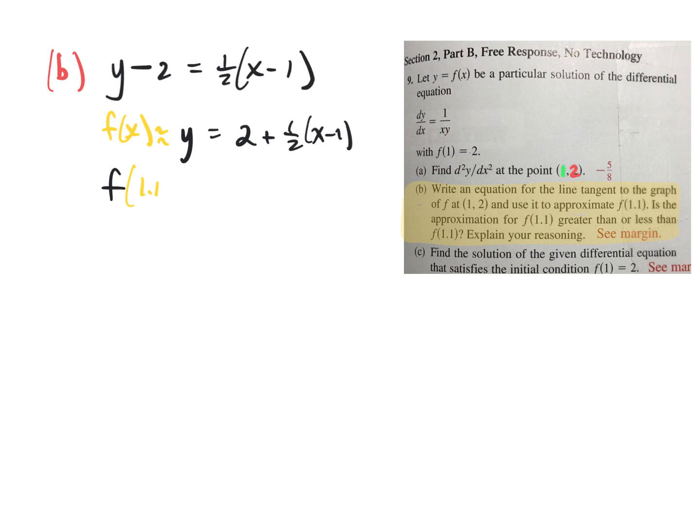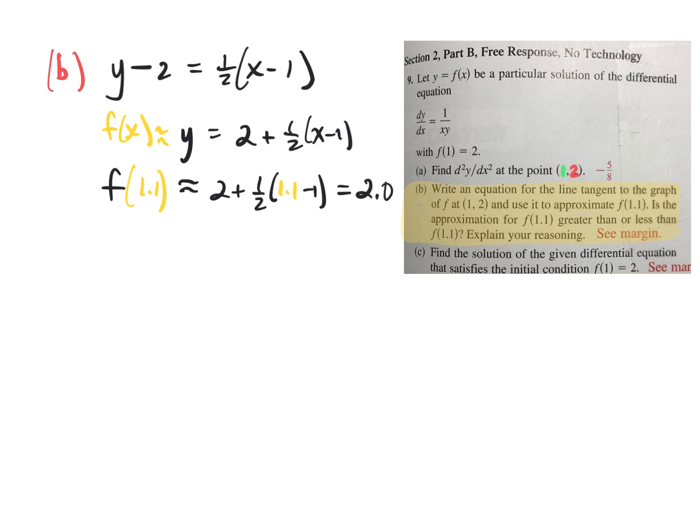And we can approximate that value using the linearization, the tangent line. So 2 plus 1/2 times 1.1 minus 1, which is, this difference is a tenth. A tenth of 1/2 is a 20th. And if you multiply a 20th times 5 over 5, you get 5/100ths. So 0.05 plus 2, 2.05.